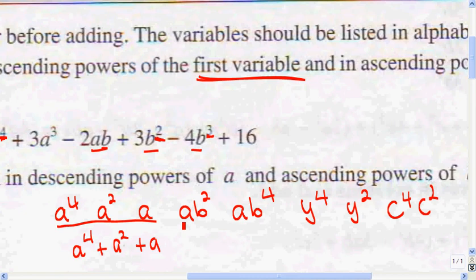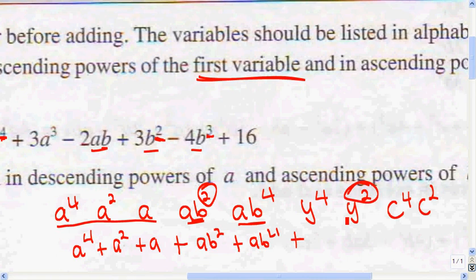Then here, the first term we start with the bigger exponent. All the other terms we start with the smaller exponent. So this one is going to go before ab to the fourth, because ab to the second is a smaller exponent. So I'm going to put positive ab to the second, positive ab to the fourth, and then here I'm going to start again with the smaller exponent. So squared is a smaller exponent. So I'm going to write y squared plus y to the fourth.